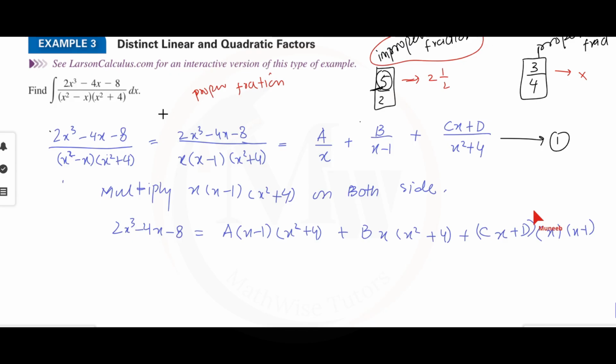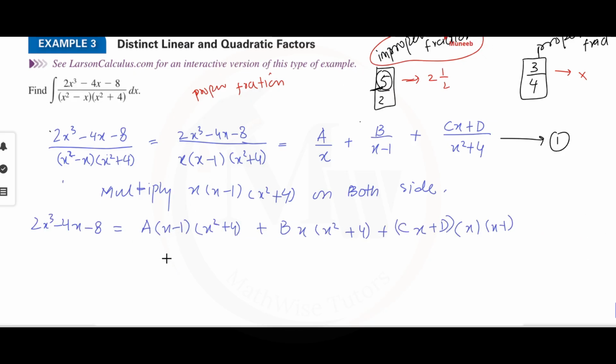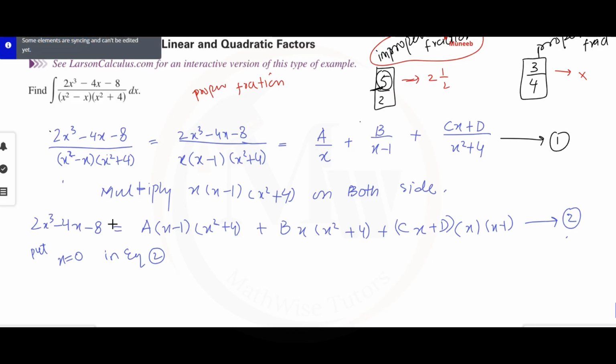Now the point is, if we have any linear factor, we first make the linear factor equal to 0, find the value of x and plug it in this equation. So when we plug x equal to 0, because the first factor is x only, we put x equal to 0 in this equation. Let's call this equation number 2. Put x equal to 0 in equation 2. So in the whole equation, wherever there is x, plug in 0.